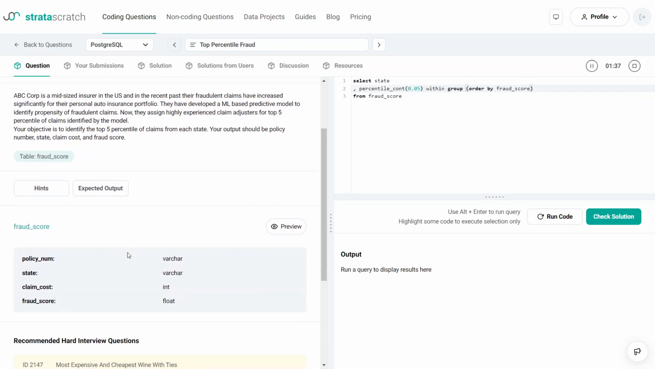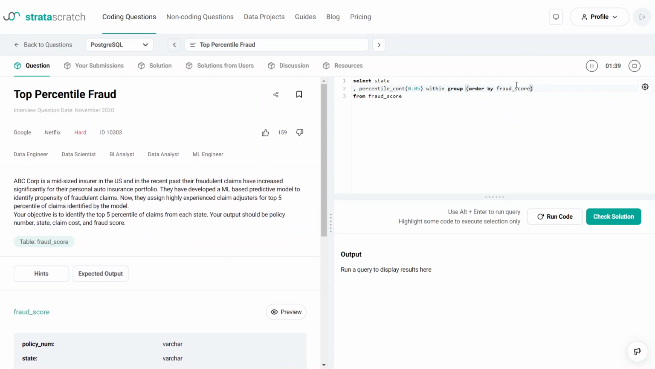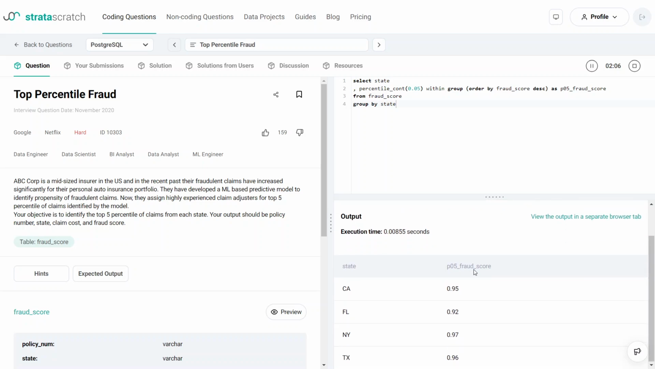Is that what the column is called? Yeah, fraud score. I'll just copy and paste it here just to make sure I don't misspell it. And we'll want to order that descending because we want the top 5 percentile. So we'll call this P05 fraud score from the fraud score table, and we're grouping by state. Let's see, does this work? Okay, good, it works.